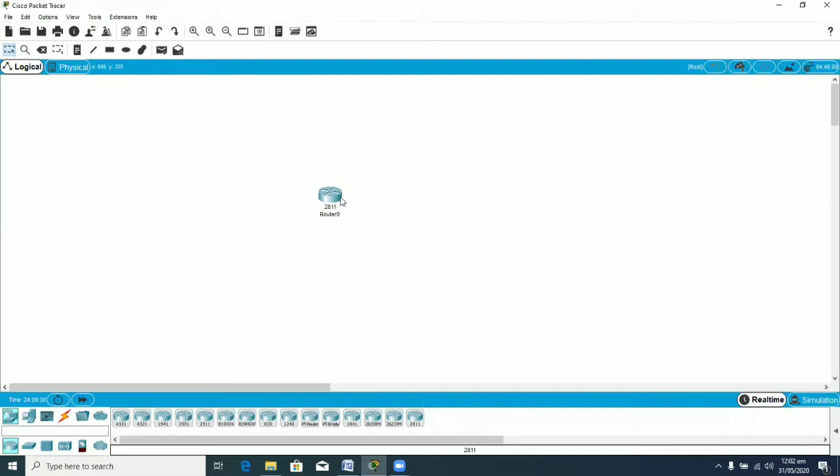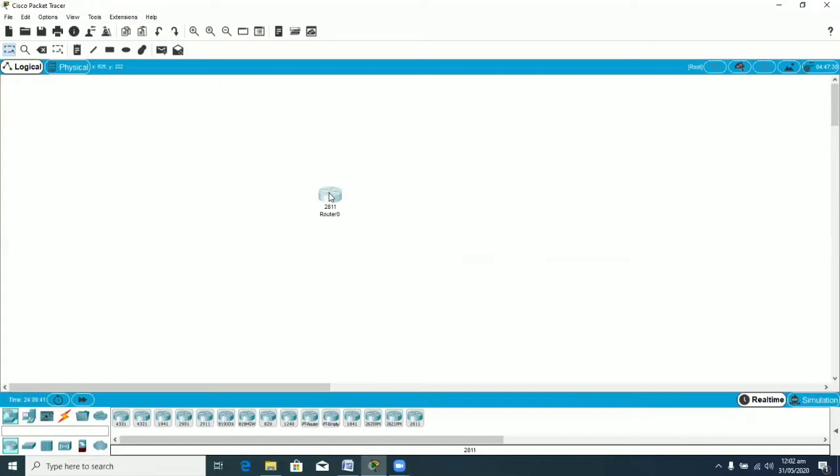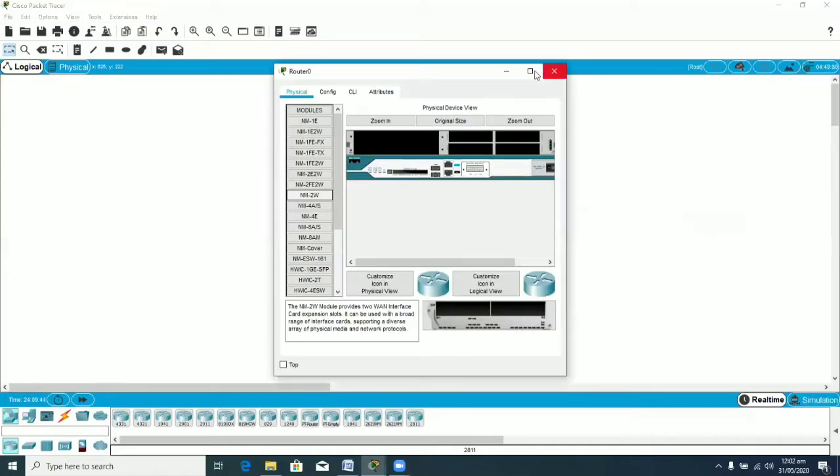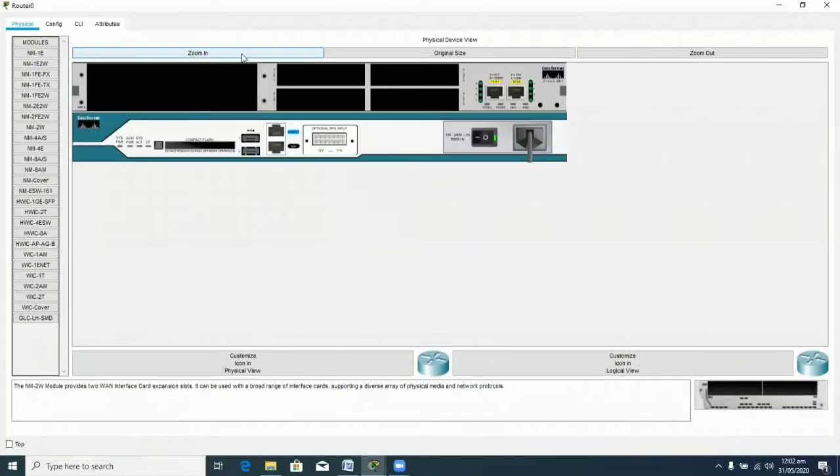in order to go to its CLI, basically you have to just double click on this device, and then this parameter window is now open. You can zoom in to have a better look of your router, and basically this is the start stop button. You can simply click it to stop your device, and click it on to start your device again.